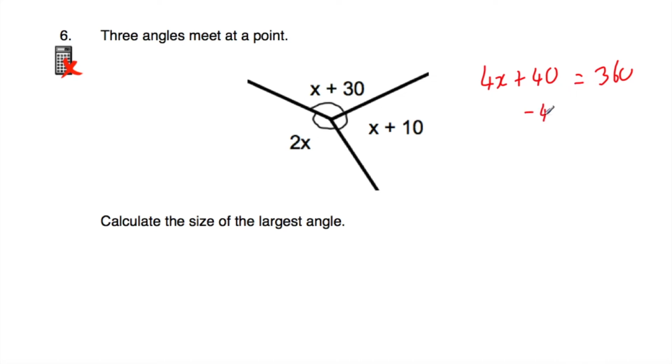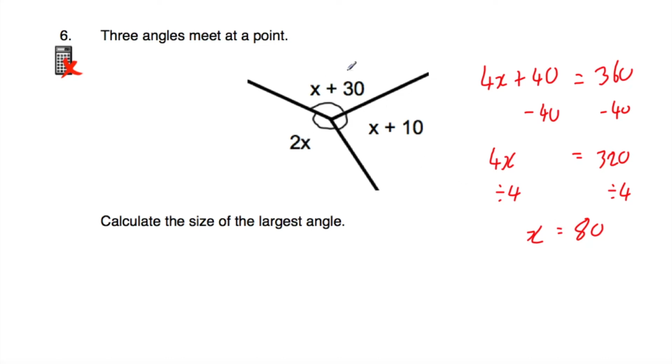So let's take away 40 from both sides to get rid of this plus 40. So on the left hand side we'll be left with 4x, and on the right hand side we have 360 take away 40, which would be 320. Now we want to find out what x is, so this is 4 times x. We don't want this times by 4, so we're going to divide by 4 and divide by 4. So on the left hand side we'd just be left with x, and on the right hand side we have 320 divided by 4. So let's half it, that's 160, and half it again would be 80. So that means that x is 80 degrees.